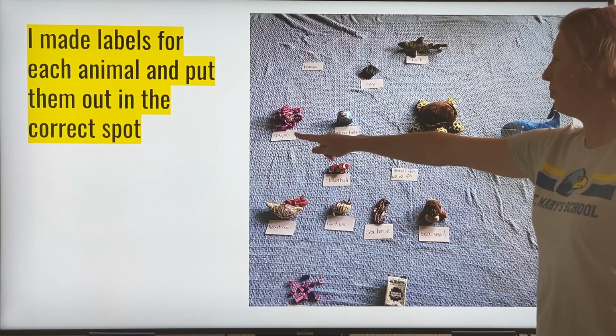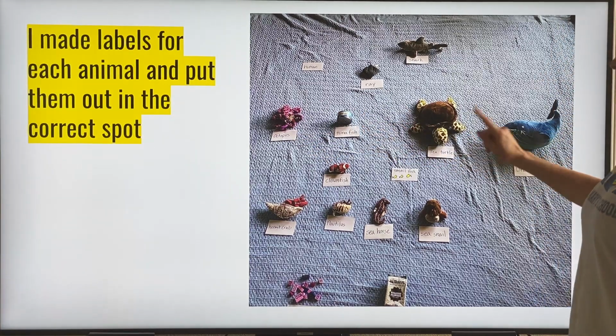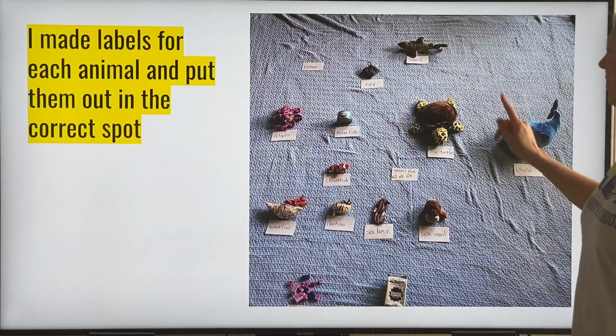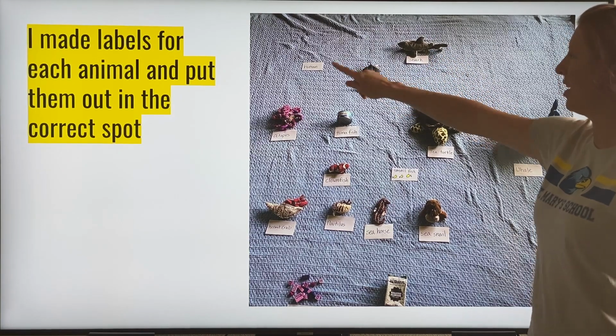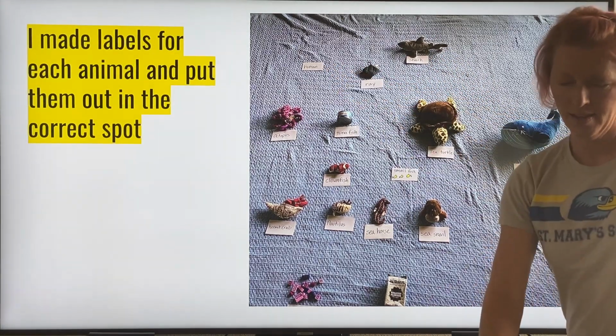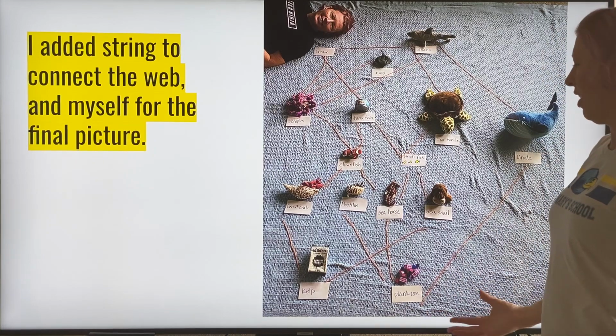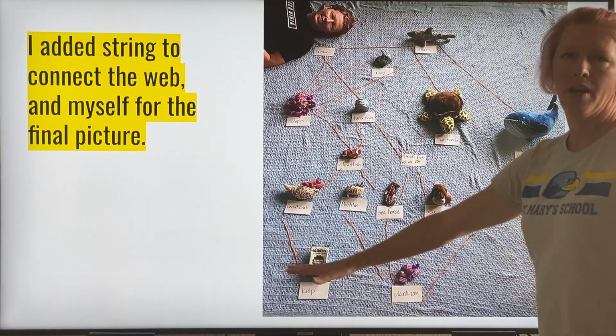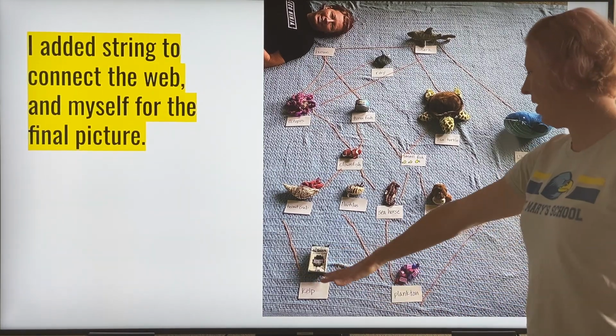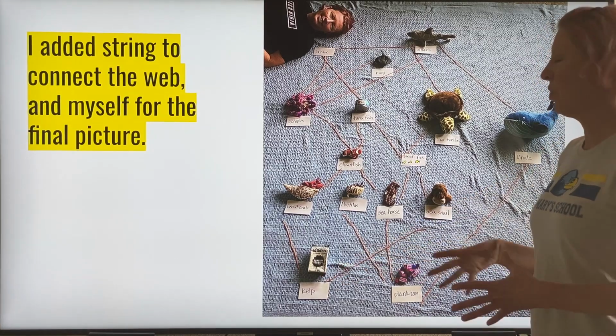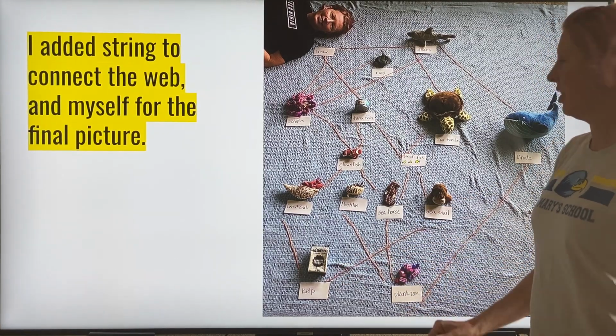And then I have an octopus, a can of tuna fish, a sea turtle, a whale, a shark, a ray, and a place for human. Then I laid it all out. So these are the bottom of the food chain. The plankton and the seaweed are sort of the base where all the food energy comes from.